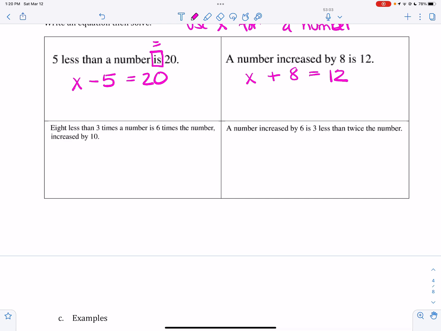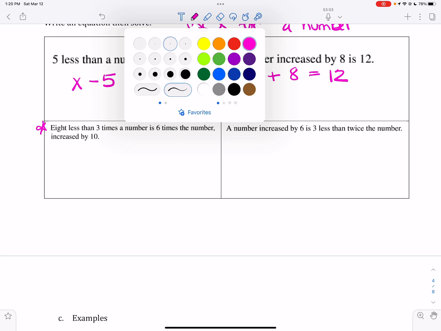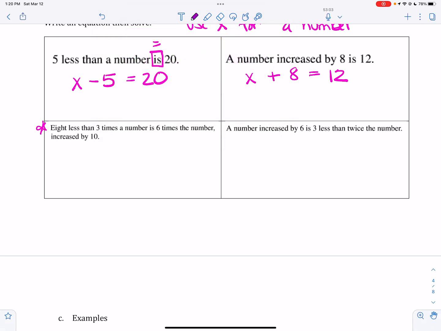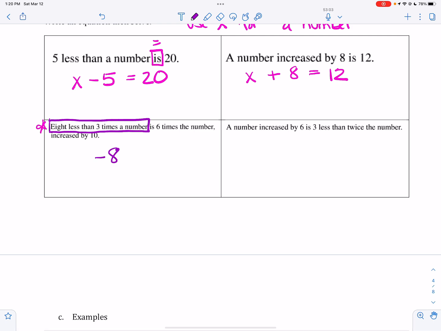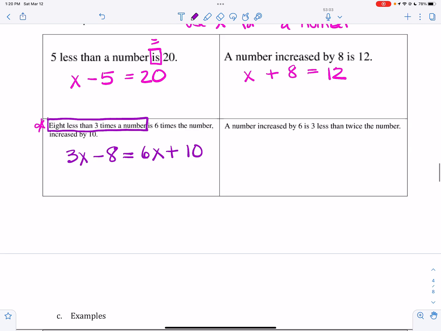Now, this next one, you're probably going to see something similar to this on your test. It says 8 less than 3 times a number, and that's one side of the equation. So 8 is being subtracted from 3 times a number, and that is 6 times the number increased by 10, okay? And so now you've got variables on both sides. You're going to have to move your variables over and then undo addition or subtraction, and then undo multiplication and division.